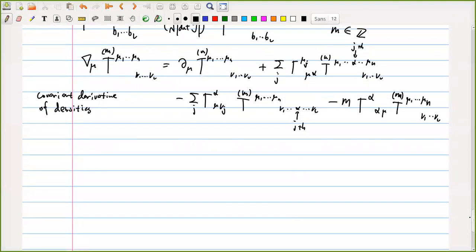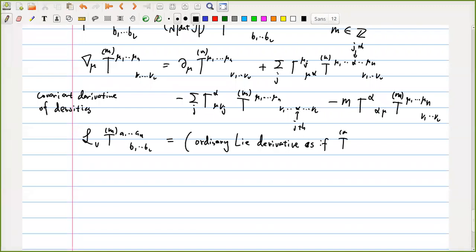Okay, and similarly, because in the end we also need a Lie derivative of a tensor density. So here we also need to define, and later on we will use it, the Lie derivative of a tensor density A1, then B1, BL. Okay, and this is just defined to be, firstly, the ordinary Lie derivative. Similar to the covariant derivative, which is defined by the ordinary covariant derivative minus an additional term, here the Lie derivative is similar. So this is just the ordinary Lie derivative as if this guy is a tensor.